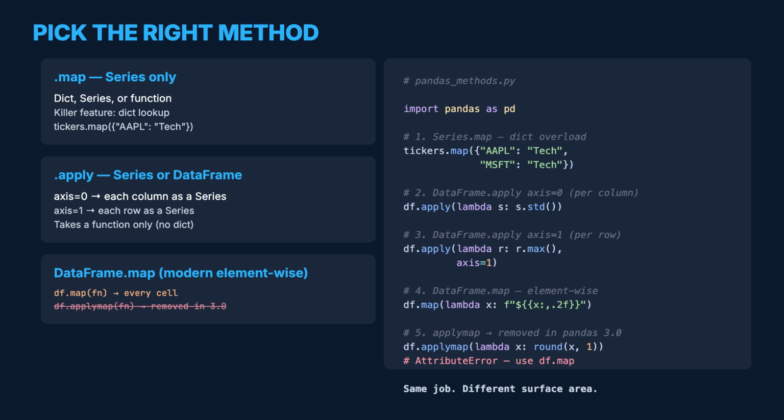.apply works on DataFrames too. Axis 0 is per column, axis 1 is per row. applymap was removed in Pandas 3. Use DataFrame.map instead. Three Pandas methods, three different jobs, and one of them was removed in Pandas 3.0.